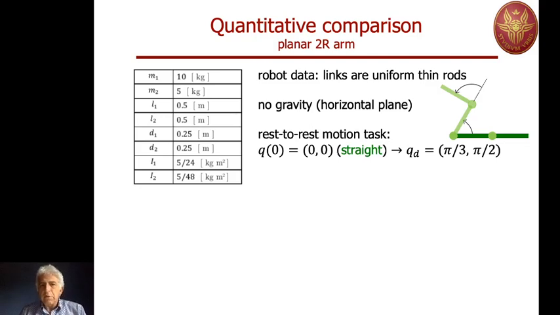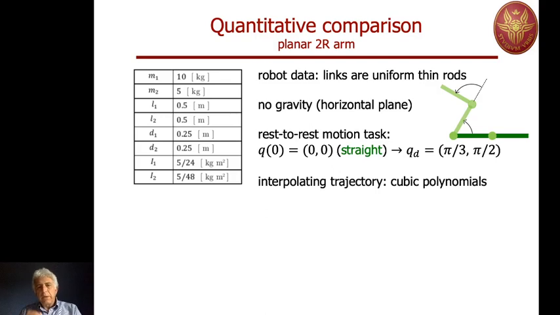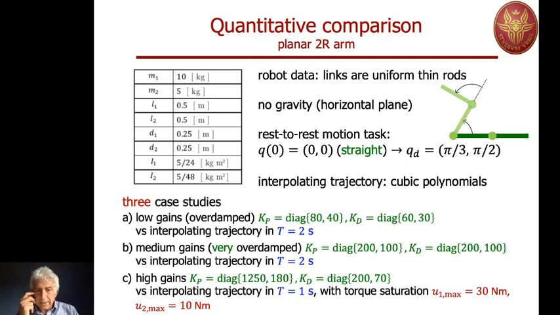And since we want to make a rest-to-rest motion, we choose as interpolating reference trajectory a cubic polynomial, with the boundary conditions on velocity equal to 0. So we have 4 boundary conditions. A cubic polynomial for each joint is sufficient. Now we consider 3 case studies. We start with relatively low gains, so Kp 80 and 40.